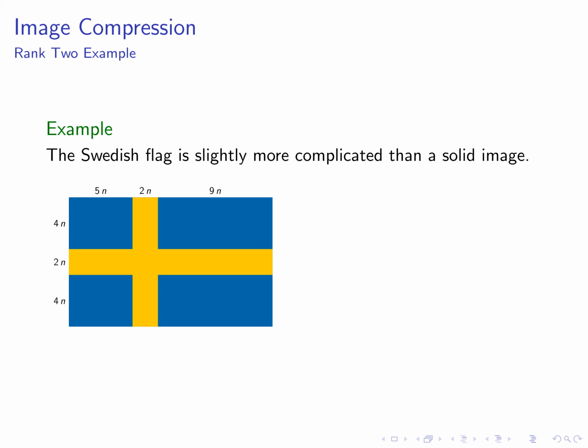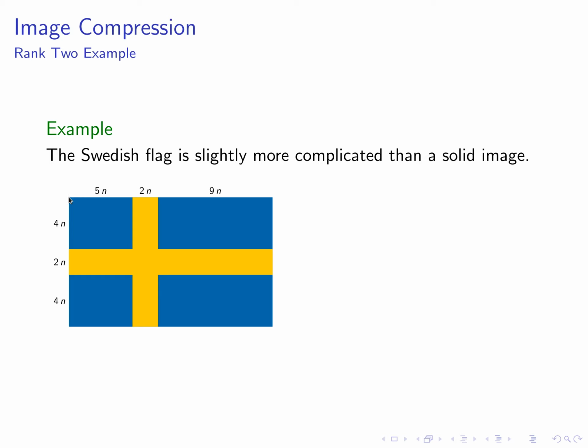So let's look at an example where maybe the image is more complicated. What you're looking at right now is the Swedish flag drawn to scale. If you go into Wikipedia, you'll find the dimensions for the Swedish flag. The Swedish flag is basically this blue background with a yellow cross down the middle of it. And the dimensions here are as follows.